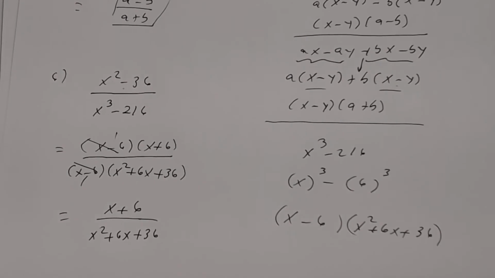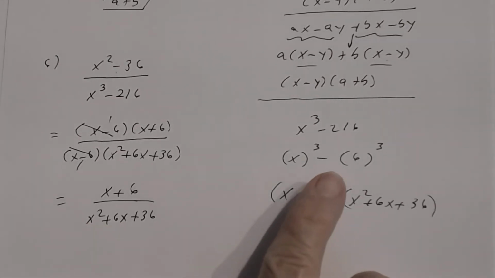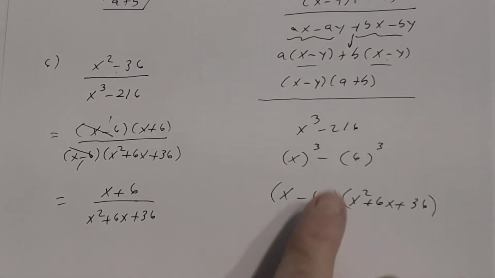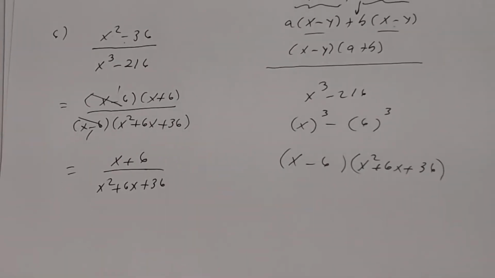Now just remember, you may ask, why don't you try to factor this? Well, remember, when you factor the difference or sum of two cubes, you factor it as a binomial times a trinomial. That trinomial can never be factored. All right, so that's number 6.